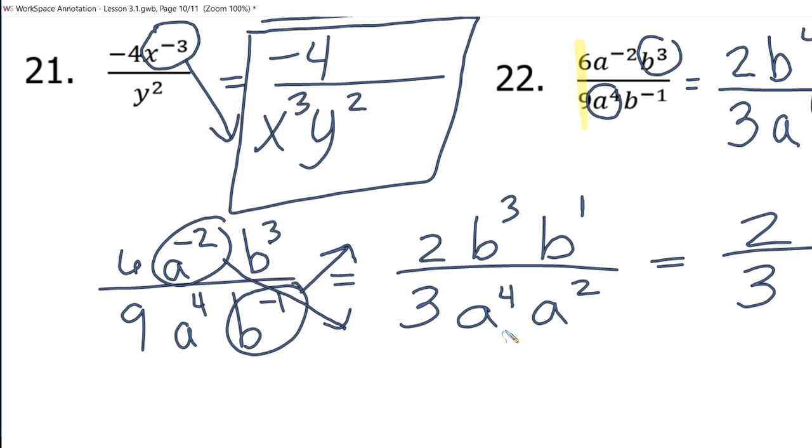Now, when you're multiplying, this actually means b cubed times b to the 1st, and a to the 4th times a to the 2nd. When you're multiplying, what do we do with the exponents? Add them. So it's 3 plus 1. So that's b to the 4th. And what's 4 plus 2? So that's a to the 6th. So you get the same answer, whether you do big minus little, or if you actually move the negative exponents. It doesn't matter to me which method you do. As long as you do it correct, you'll get the right answer.